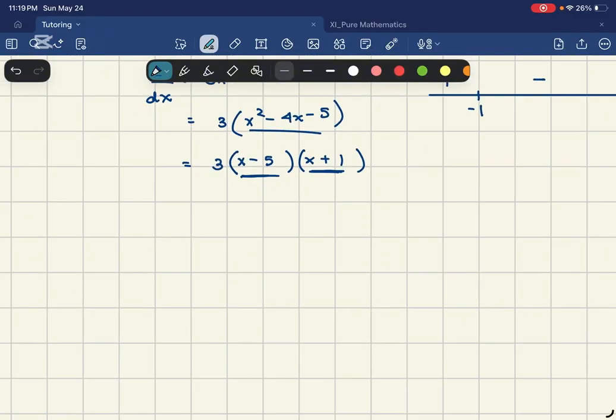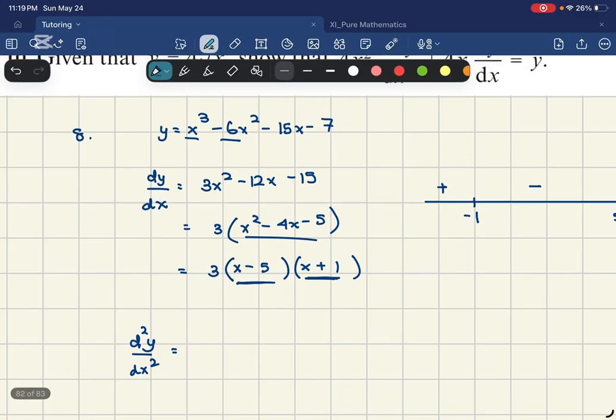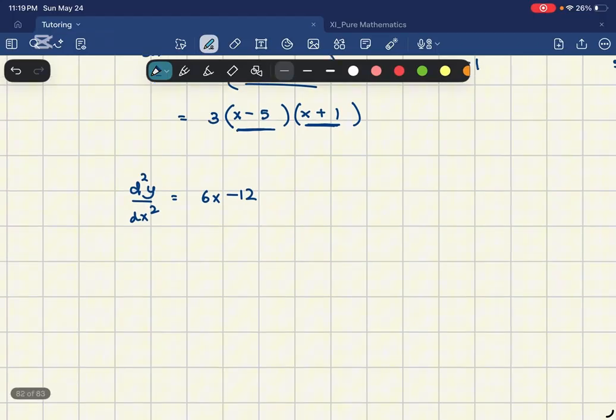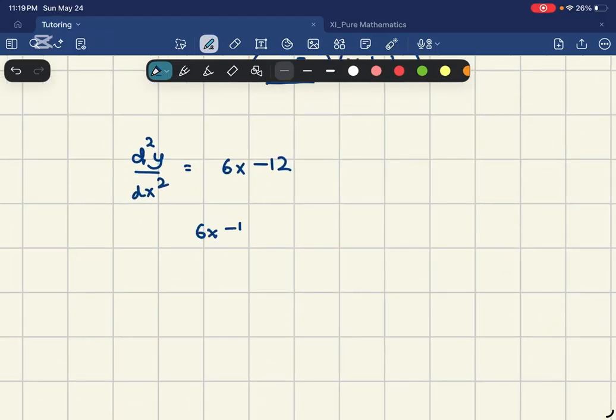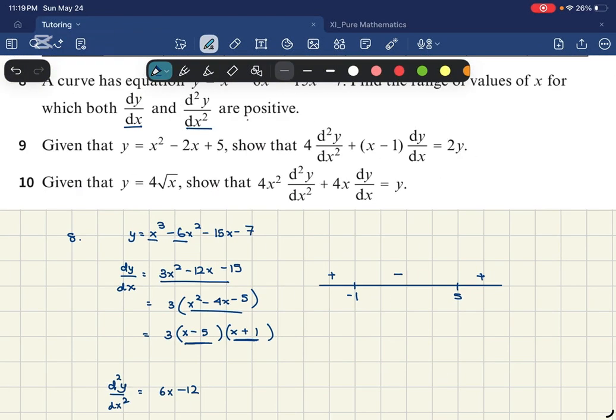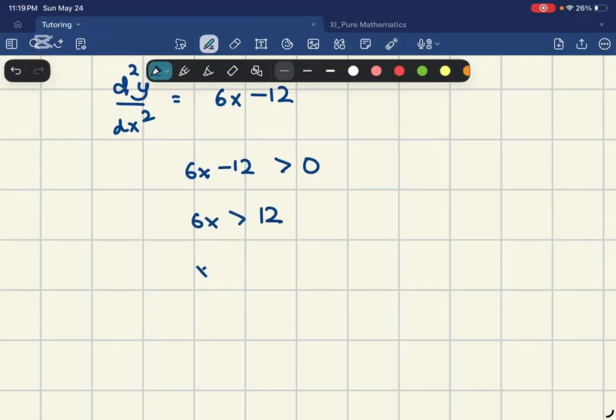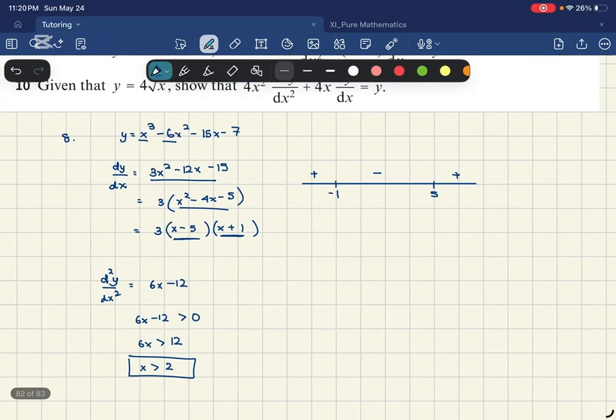All right, but I also need d squared y by dx squared to be positive. And that is the expression. So if I differentiate this, I am going to get 6x minus 12, right? And 6x minus 12, I need to solve it to be positive. So 6x minus 12 bigger than 0, 6x bigger than 12, if I add 12 on both sides, and I need x to be bigger than 2. So I just divided by positive 6. So x bigger than 2.